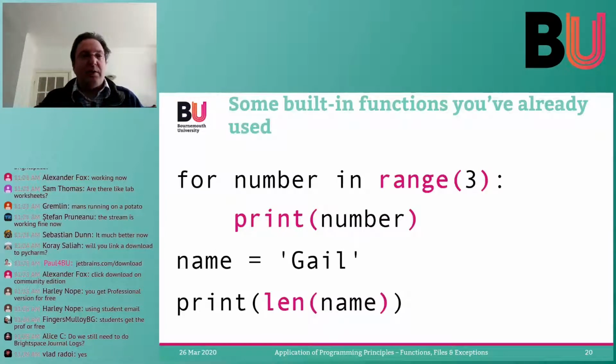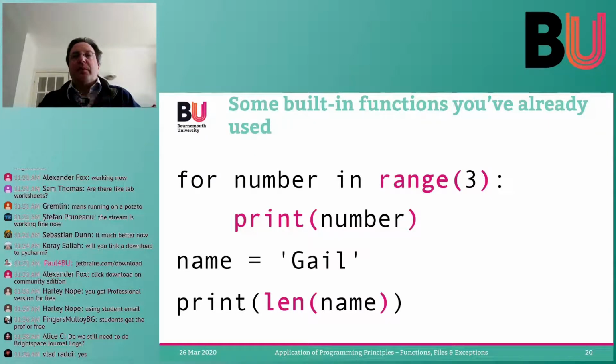Of course, print is also a function. So we have seen print, we have seen range. Range just gives us a number of numbers. The len function as well is a function that gives us the length of anything that is list-like.